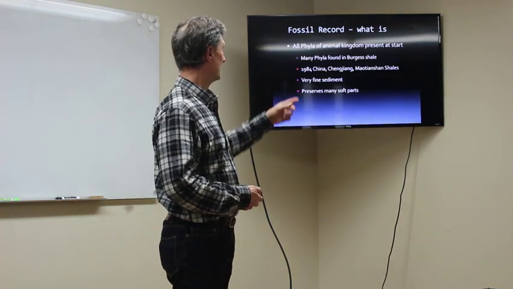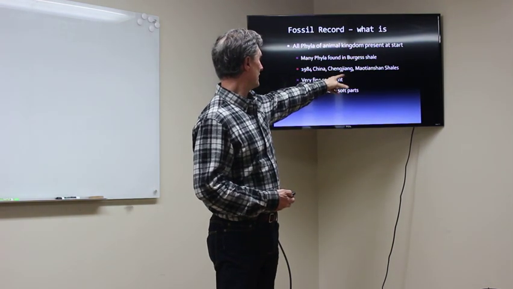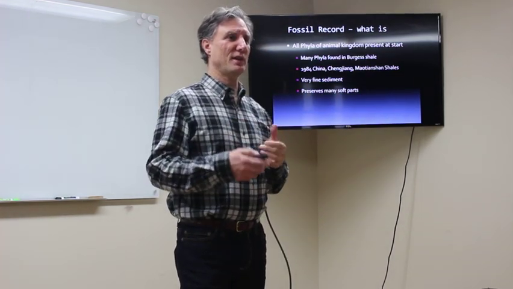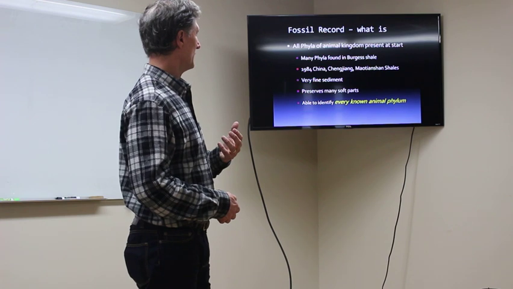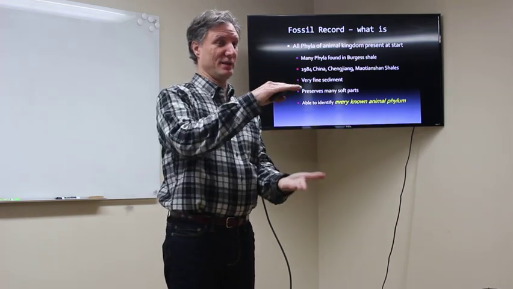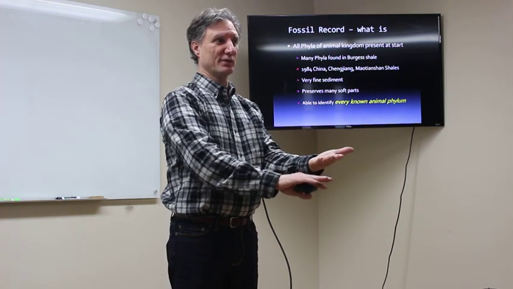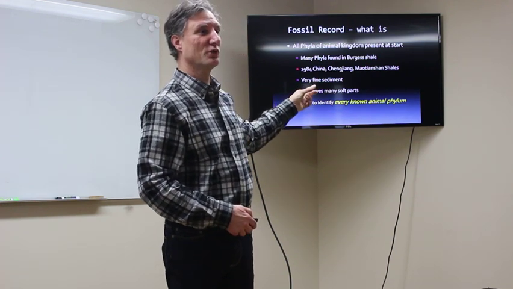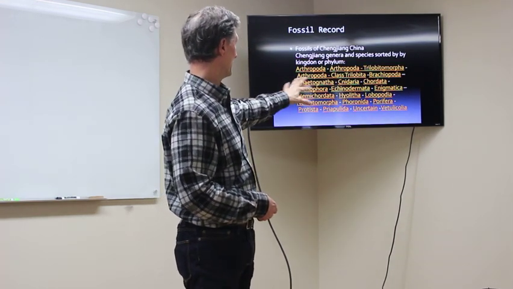Well, what really happens is, not only in the United States and Montana, but also in China, this kind of shale has very fine sediment, so it preserves many soft parts. It's hard to get a fossil of animals that don't have skeletons in them. But they're able to identify in this shale formation, which is actually the Cambrian, which is again that rock layer that is immediately above the Great Unconformity, the very first layer. They were able to get every single known animal phylum. There they are.